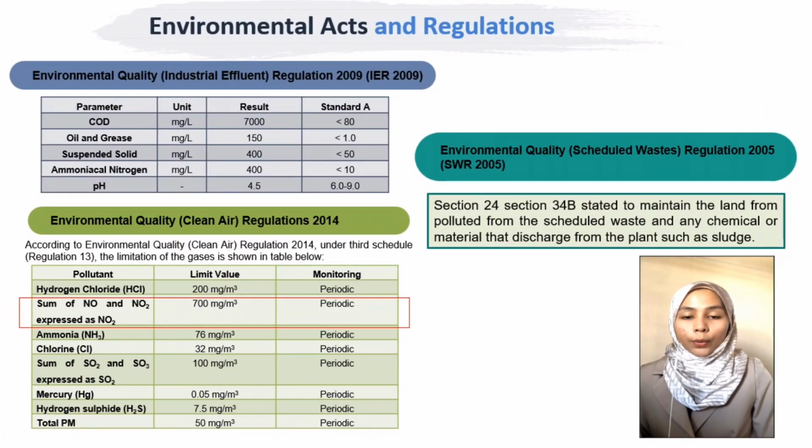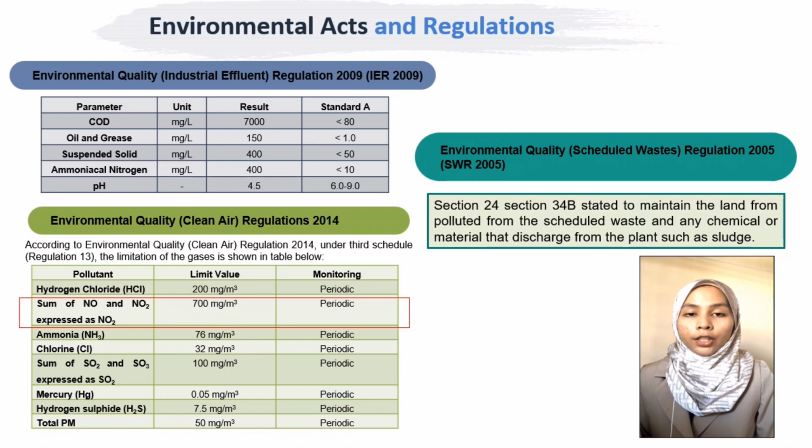Waste produced from industrial processes requires acts and regulations to monitor the impact that could cause pollution. The acts and regulations that need to be complied with for this nitric acid plant are the Environmental Quality Act 1974, Environmental Quality Industrial Effluent Regulation 2009, Environmental Quality Scheduled Waste Regulation 2005, and Environmental Quality Clean Air Regulation 2014.